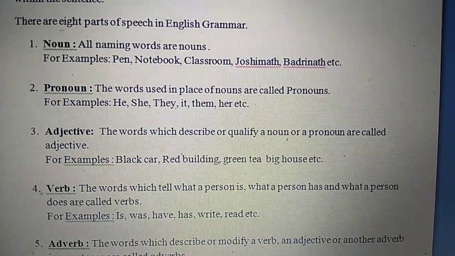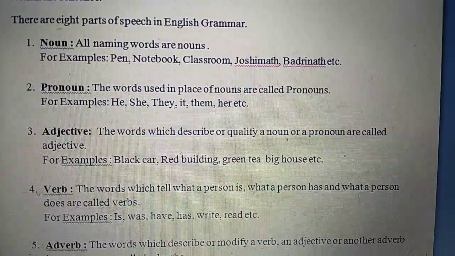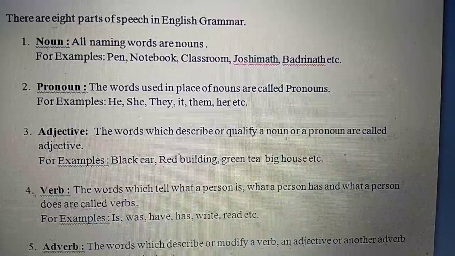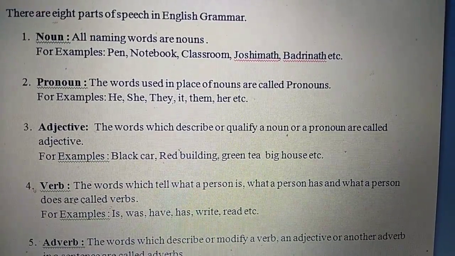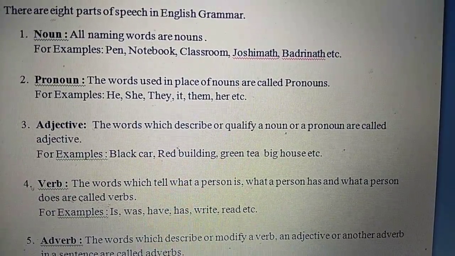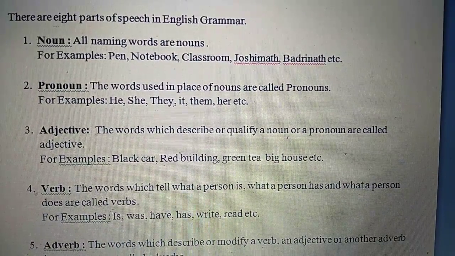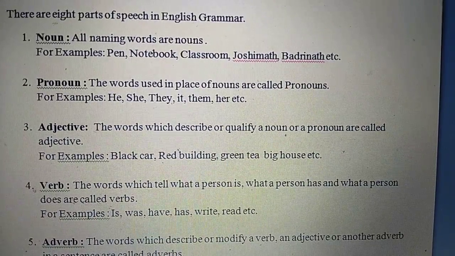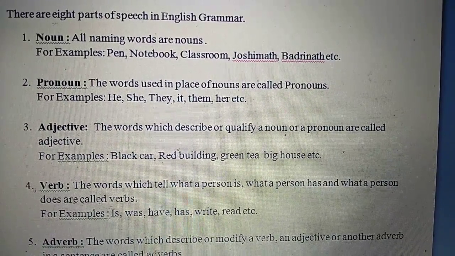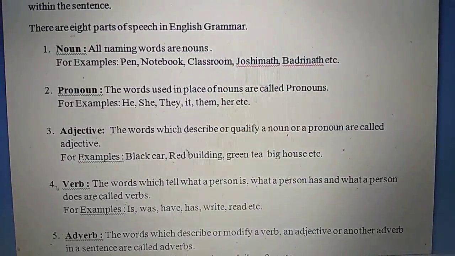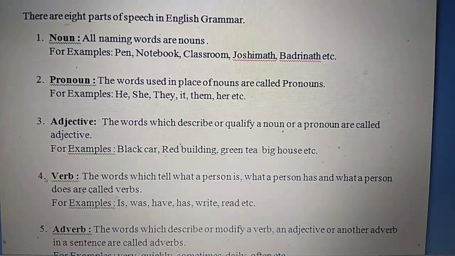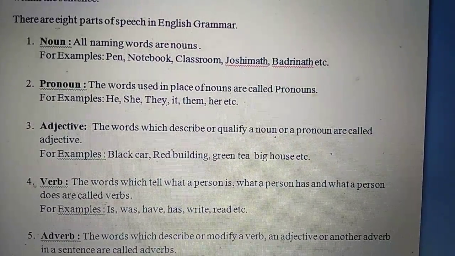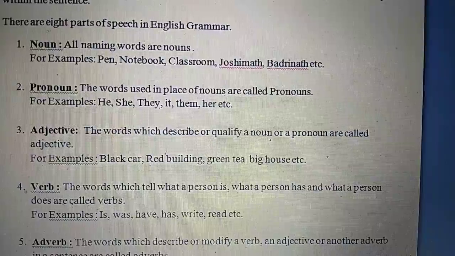Next part of speech is verb. Verb plays an important role in English grammar. Actually, in your small and previous classes, you learned only action words are verbs. But now, in senior level, you will learn more about verbs. Actually, the words which tell what a person is, what a person has, and what a person does are called verbs. Okay? For example, is, was, have, has, write, and read.